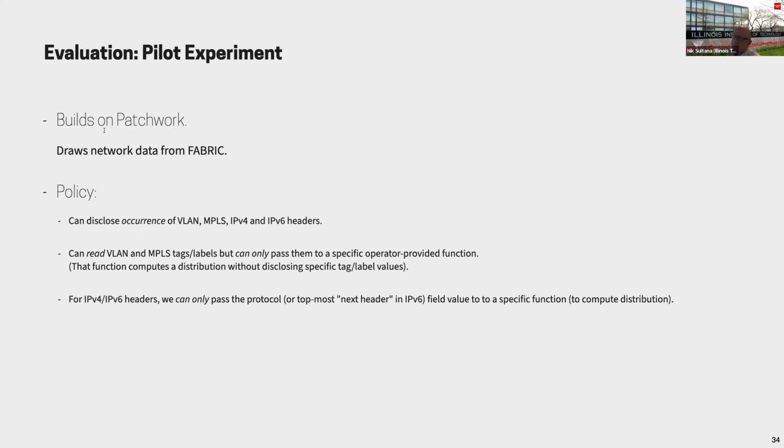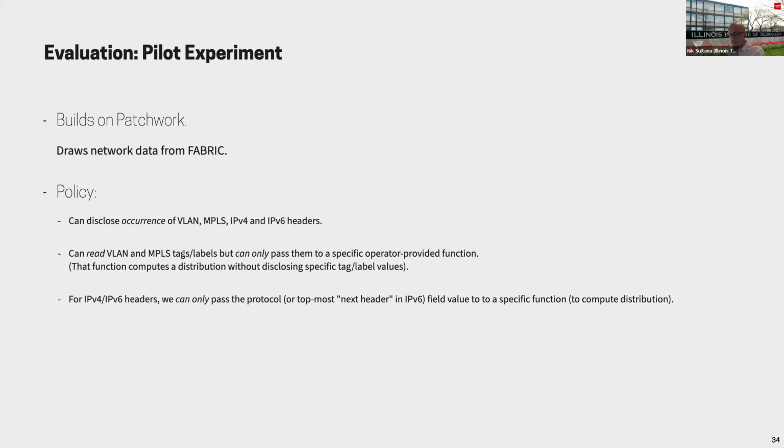So for this pilot experiment, I'm building on the data on Patchwork. That's the project that I talked about in the first slide. And the policy I set up is that I can disclose the occurrence of certain types of headers in the traffic. In addition to that, I can read tags. I can read VLAN tags and MPLS labels, but I can't disclose their values. I can't tell you literally what the values were. I must put them to an aggregation function.